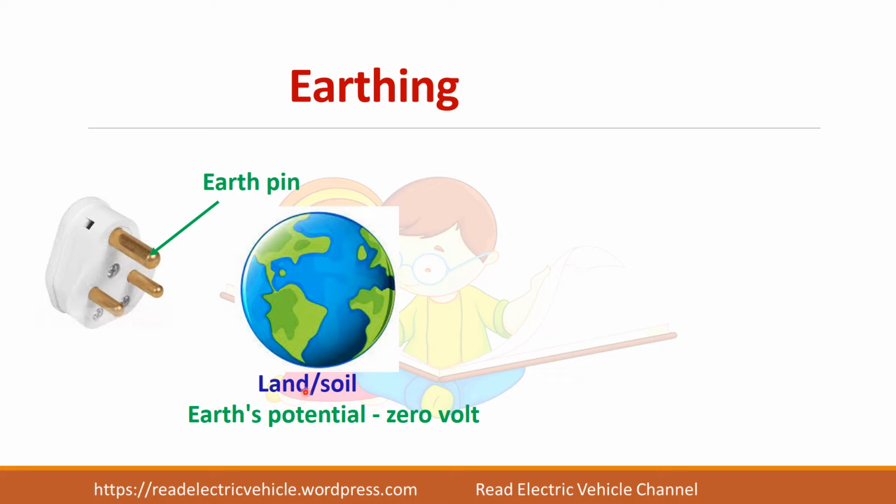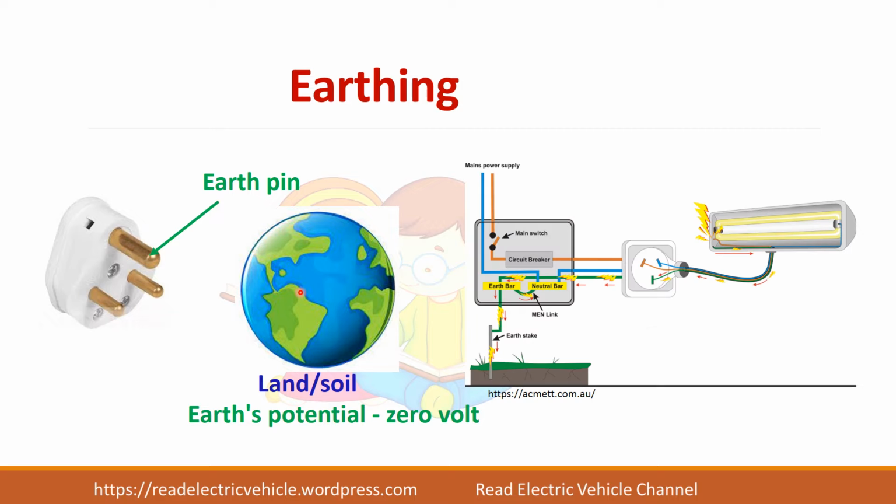Earth represents land or soil, and our earth has a huge mass. So whatever you send to the earth, it has the capability to neutralize it, and the earth's potential can be considered to be 0 volt. So let us see how this pin is connected to the earth.